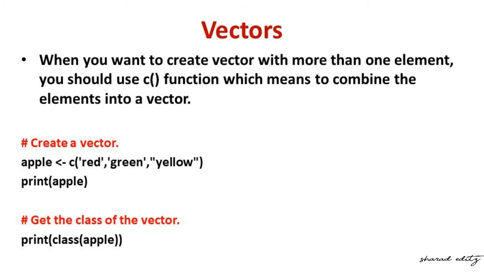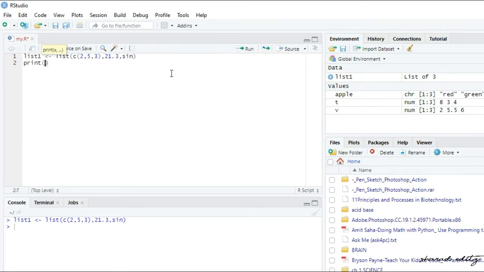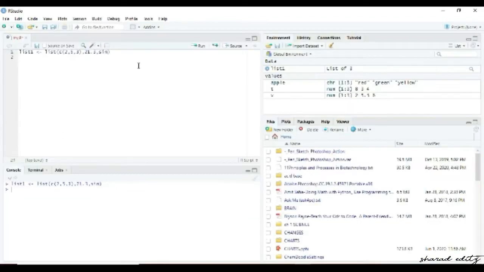Next we will study lists. A list is an R object which contains many different types of elements inside it, like vectors, functions and even another list inside it. For example, we have created a list L1, and in the list we have a vector, comma, function. We can type the command print list. So when we execute the above code, it produces the following output: 2, 5, 3, and at index number 2 we will get 21.3, at index number 3 we will get function x, primitive, sin.